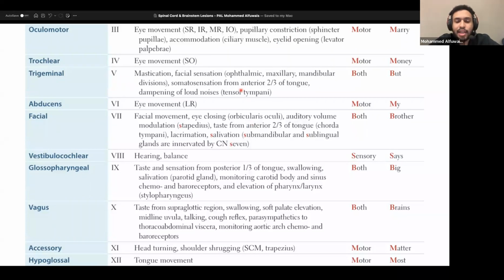The next thing is taste sensation. It takes taste sensation from the anterior 2/3 of the tongue through the chorda tympani branch. So if you have a lesion of the facial nerve, you won't be able to taste anything from the anterior 2/3 of the tongue. The posterior 1/3 will be spared because it's another nerve that supplies it. Now, a distinguishing point: if it's loss of pain and temperature sensation from the anterior 2/3 of the tongue, which nerve is damaged? Pain and temperature.